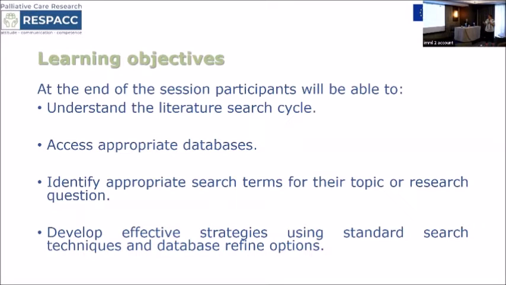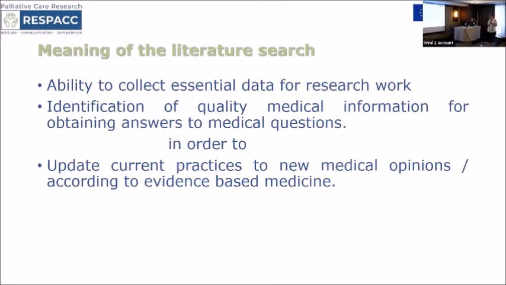We have to look maybe for other databases who have more relevant literature. Then it is about how do we think about what are our key terms when we search for our literature. And then also, how can we refine our searches? So why do we do it? Because we actually want to collect the information that is relevant for our work.